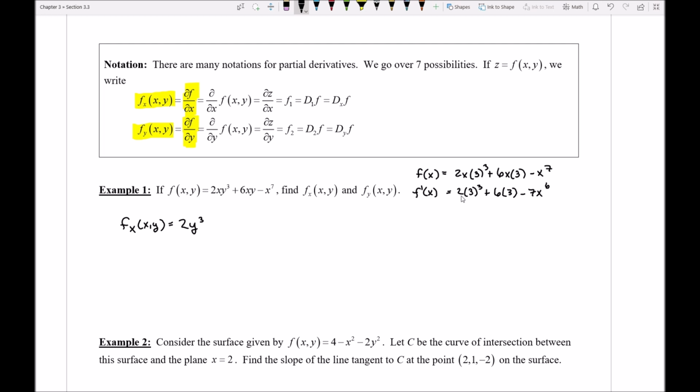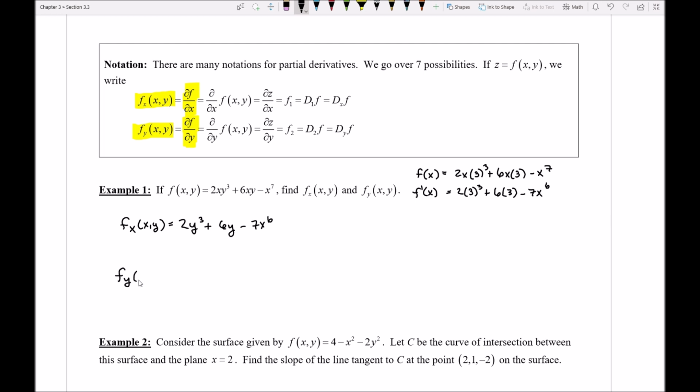Just like over here, I got 2 times 3 cubed. Over here again, I have 6y times the variable of x, so the derivative should just be 6y. Kind of like over here, how I got 6 times 3. And finally at the back, I should get my 7x to the 6th.